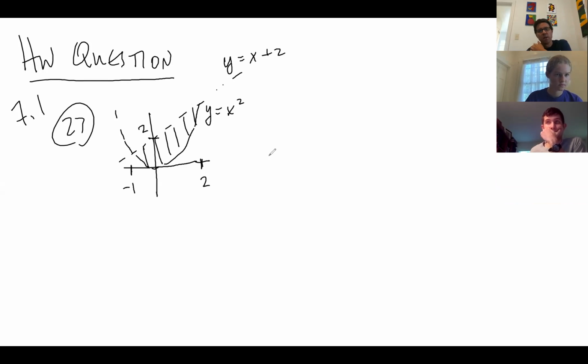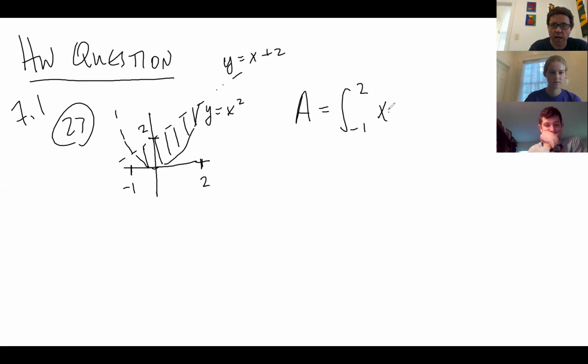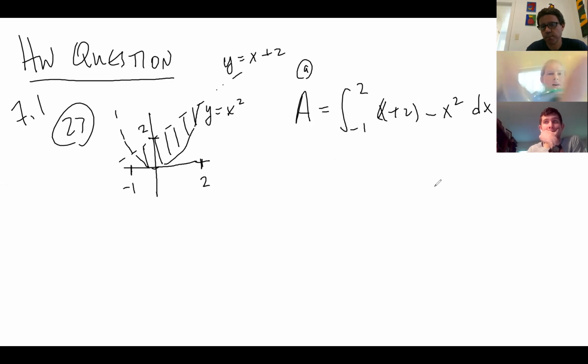Now, if I just said find the area, you would probably go, well, all right, the area is the integral from -1 to 2. I take the top curve, which is the line, I take the bottom curve, which is the parabola, and you work that out. And that is part A. Did you get that for part A? Yes, I did. Okay, so that's part A.